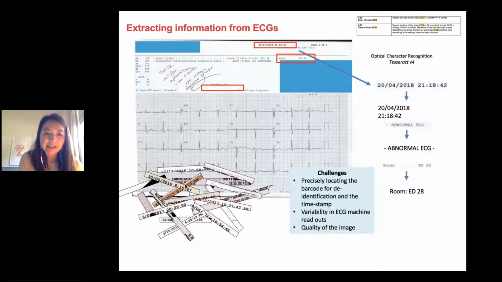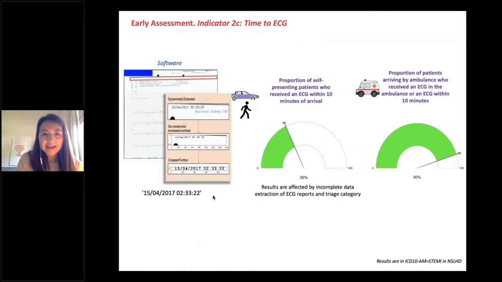So you can see the variability here. Some have AM, PM. These pink scans are ambulance ECGs versus inpatient ECGs. We've got hole punches, we've got scribbles. For each of these particular ECG types, we developed algorithms to extract our data from these images, and the quality of the image is also variable. Once we developed this software, we were able to determine to some degree the time to ECG.